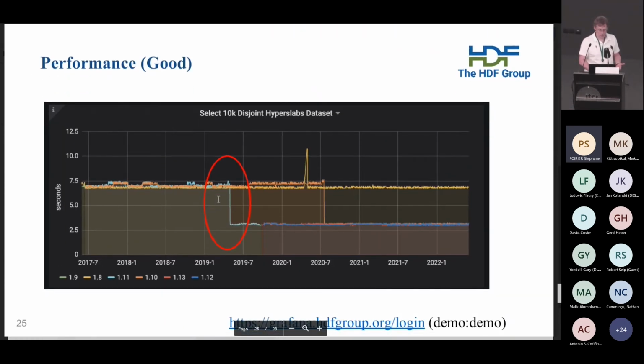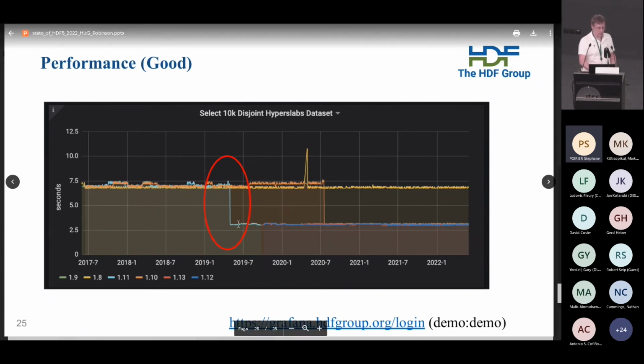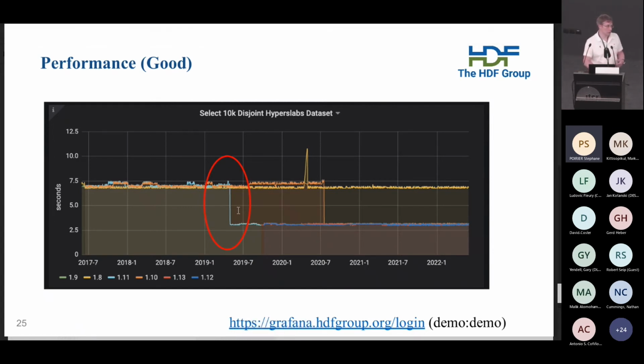And here's another example. This is making selections out of large hyperslabs and stuff like that. And here you can see this big circle. This is where we introduced a bunch of changes to make the hyperslabs faster, just a whole bunch of hyperslab performance improvements. And then this orange line here, this is 1.10 when this got merged into there. And this is a huge change in performance for certain workflows.